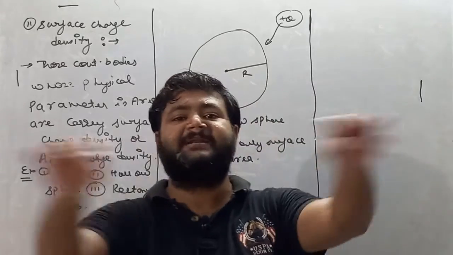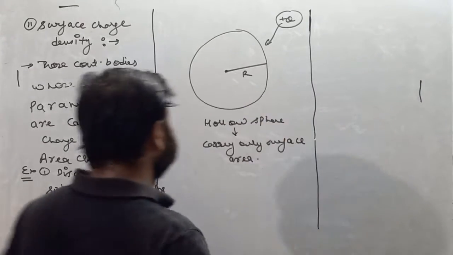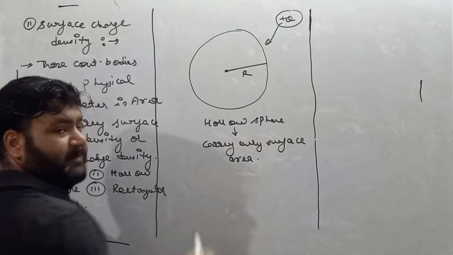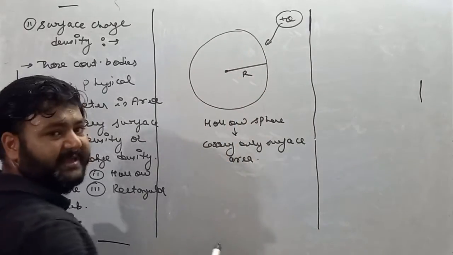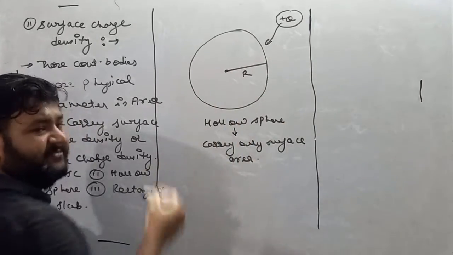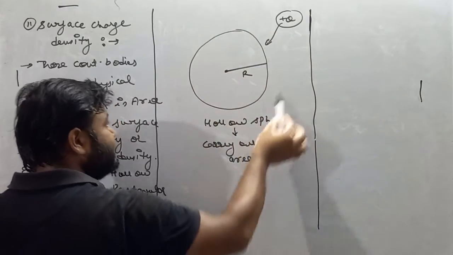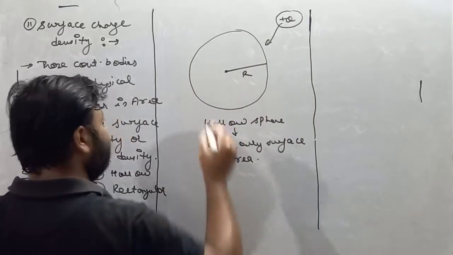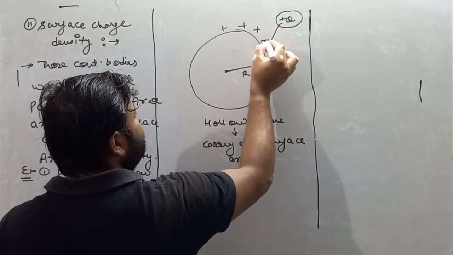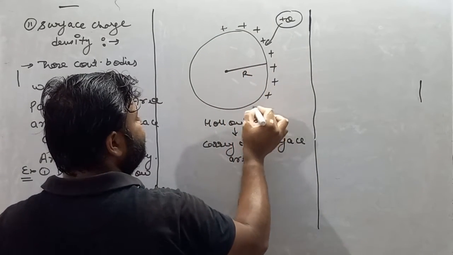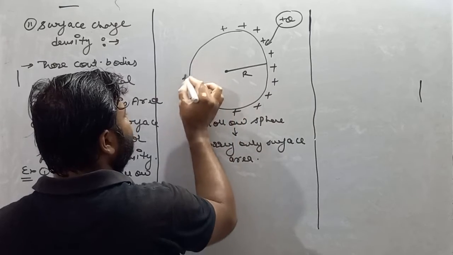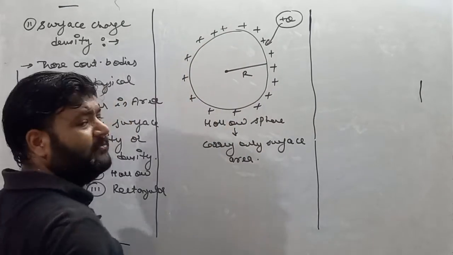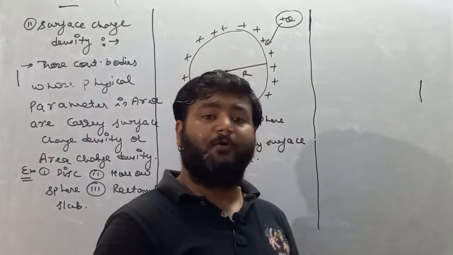In air, charge cannot be present. So if I put some charge plus q on this hollow sphere, as the hollow sphere carries surface area, this charge is distributed uniformly all over the surface of the hollow sphere.